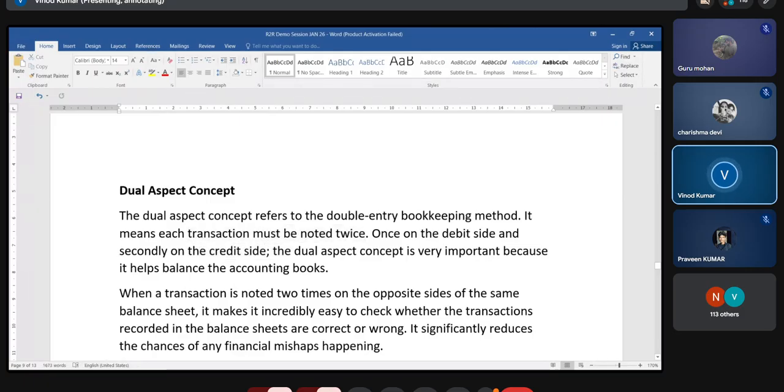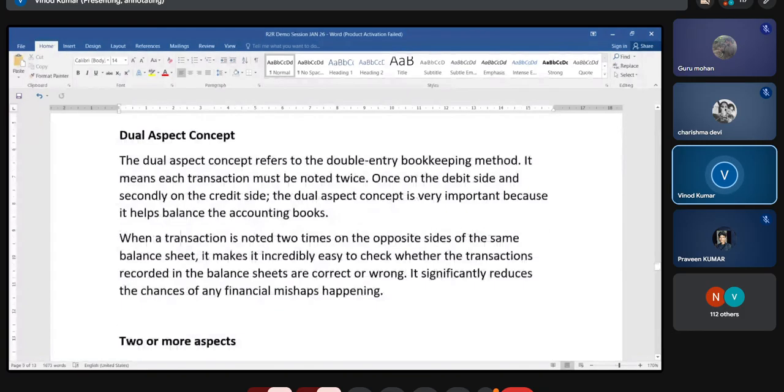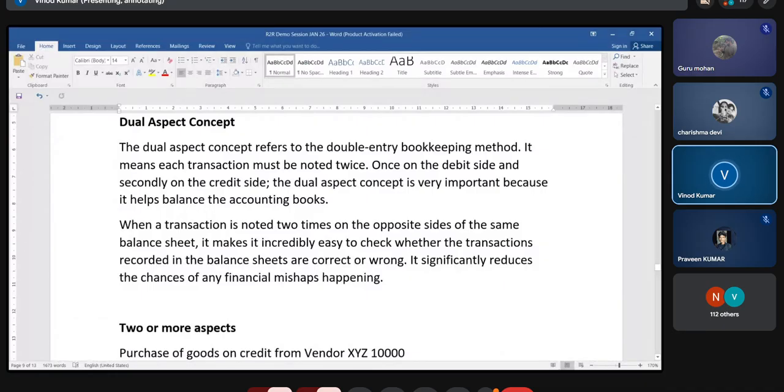So the dual aspect concept is very important because it helps in balancing the accounting books. When a transaction is noted two times on the opposite sides of the same balance sheet, it makes it incredibly easy to check whether the transactions recorded in the balance sheet are correct or wrong. It significantly reduces the chances of financial mistakes, guys. So the dual aspect accounting system says that for every transaction there will be two or more aspects. Recording of both the aspects of accounts is called the dual aspect accounting system.